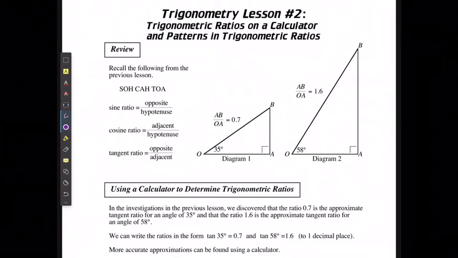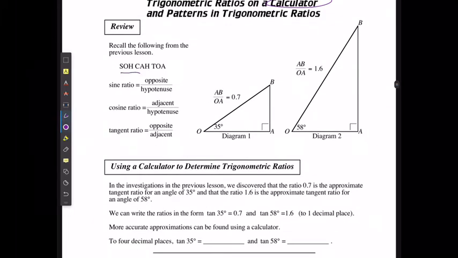Okay, for this next lesson, we're going to look at the trigonometric ratios that we learned from last lesson and how they apply on a calculator, as well as the patterns that show up in these ratios. So, we know we have our SOHCAHTOA, which represents our three ratios. Sine is opposite over hypotenuse, cos is adjacent over hypotenuse, and tan is opposite over adjacent.